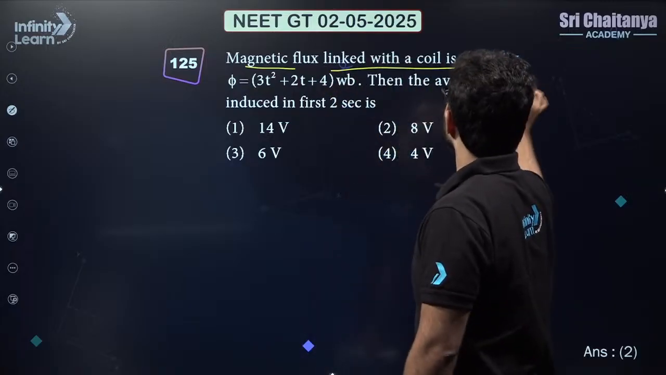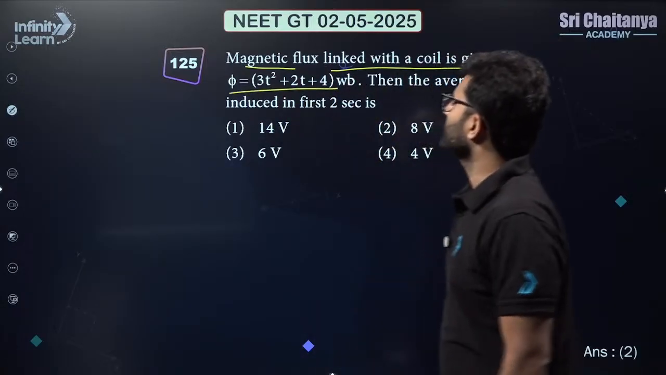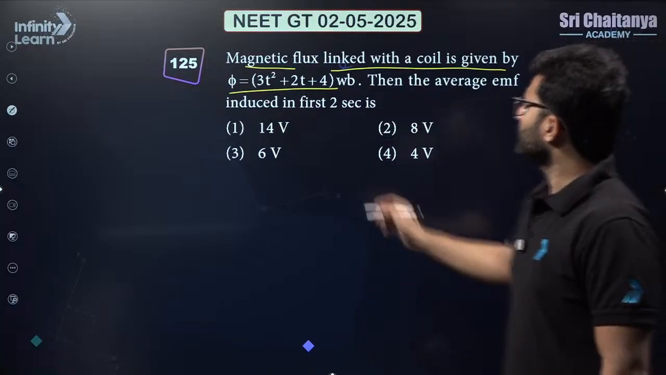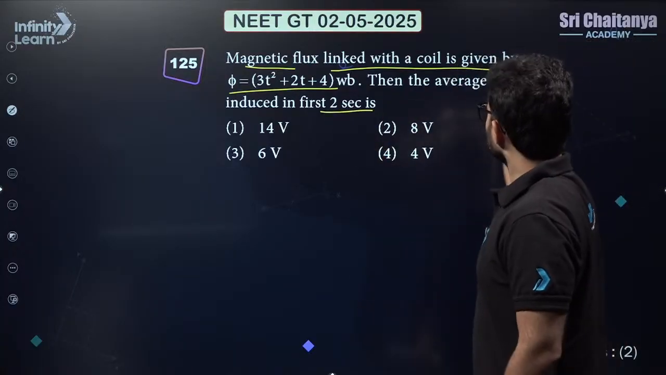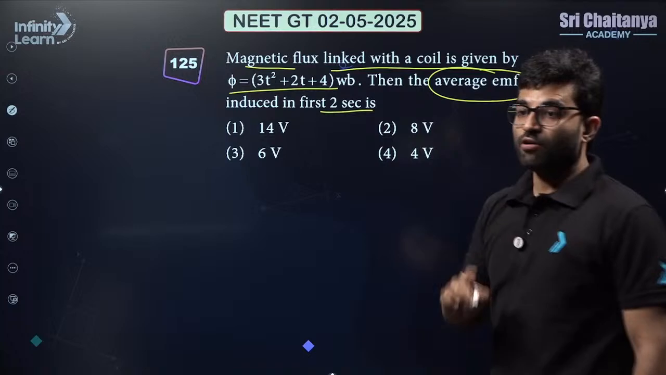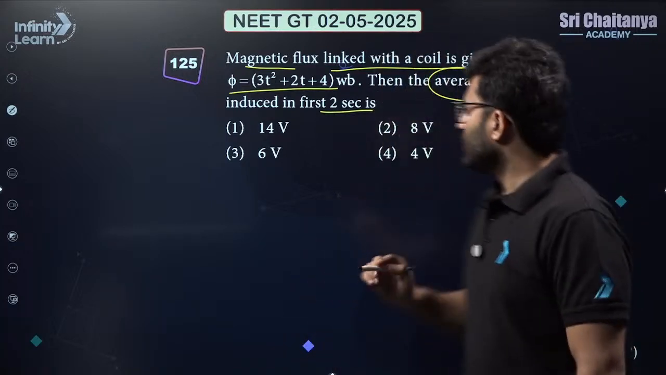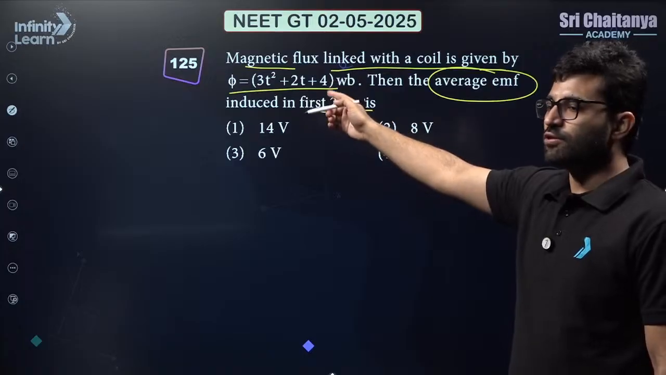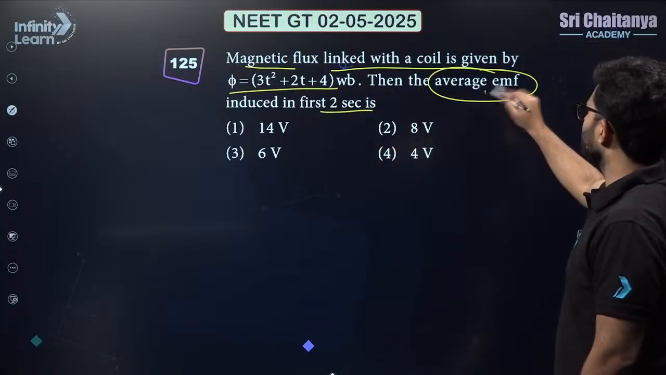Magnetic flux linked with a coil is given by phi is equal to 3t square plus 2t plus 4, right? Then the average EMF induced in the first 2 seconds is, right? So please note this word that it is asking you the average and not the instantaneous. If it would have asked you instantaneous, then you would have done d phi by dt and put t is equal to 2. But here you will not do that because they have asked you the average.